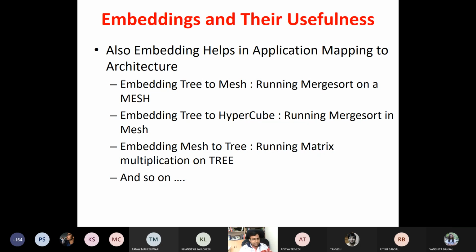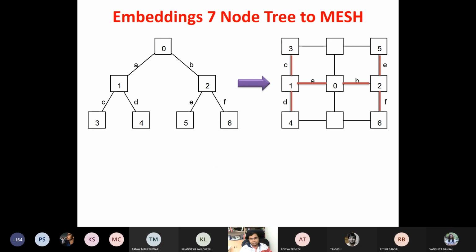Suppose you want to do matrix multiplication. By default it naturally uses a two-dimensional structure. Suppose the matrix multiplication application is written for a mesh kind of topology of an HPC system, and we want to run the same program on a tree kind of structure. How to do it? This methodology, how we can achieve this on a different architecture, is called embedding. So let's take a very simplistic example. Let me connect this.